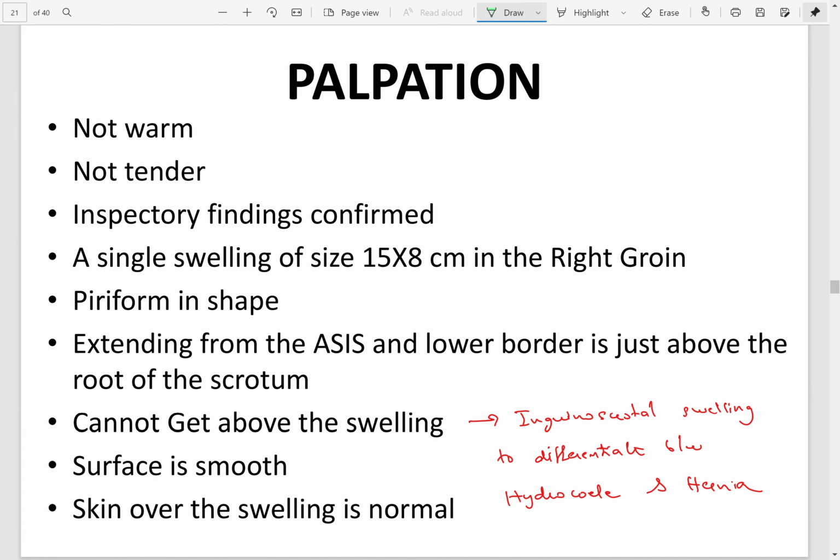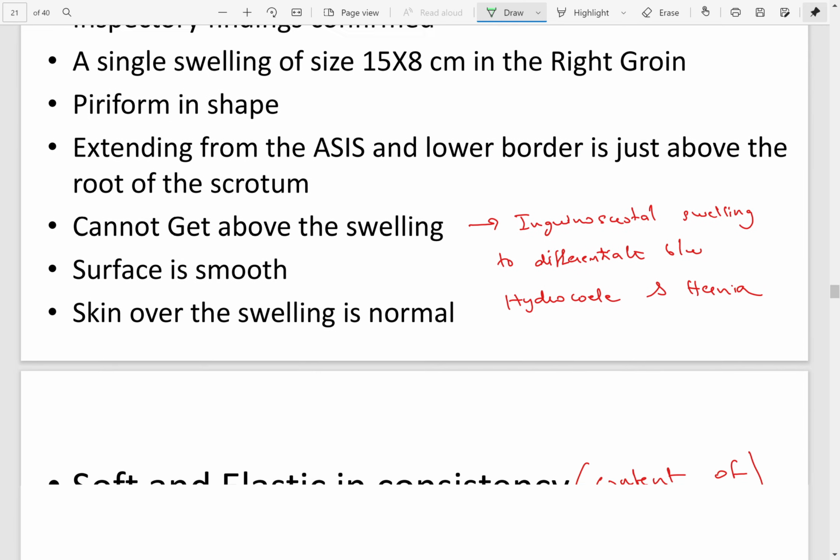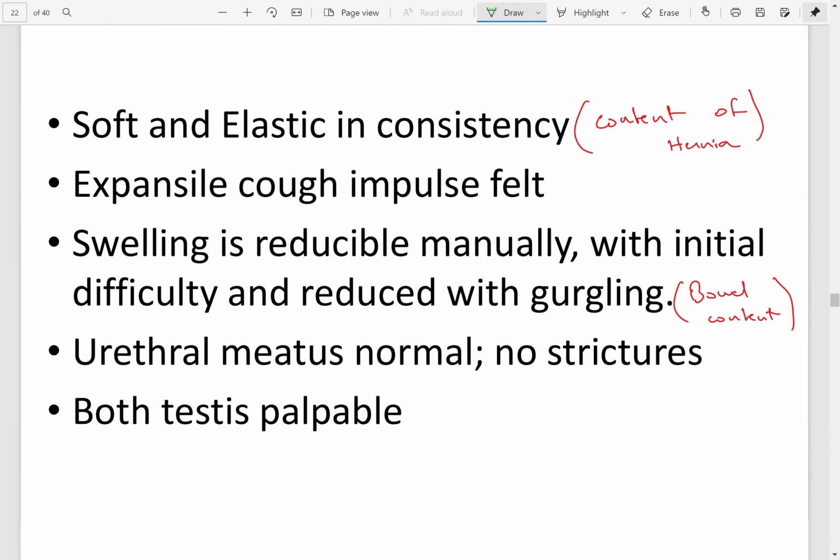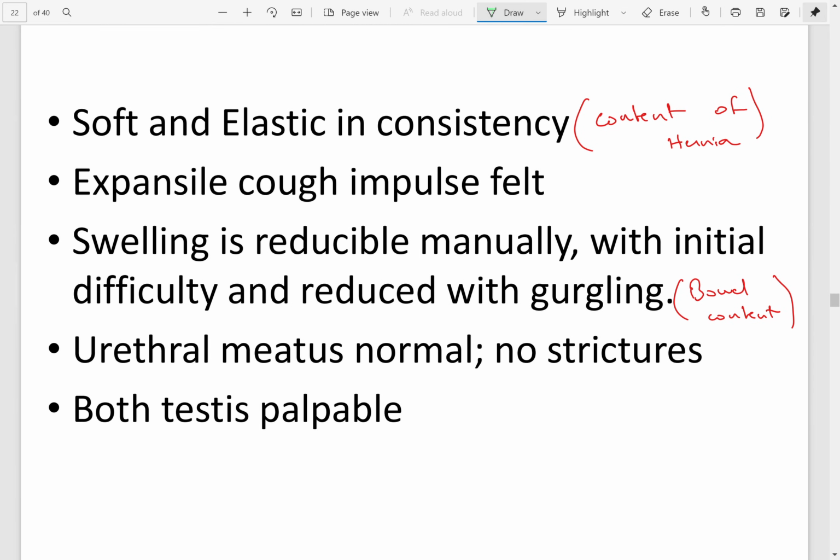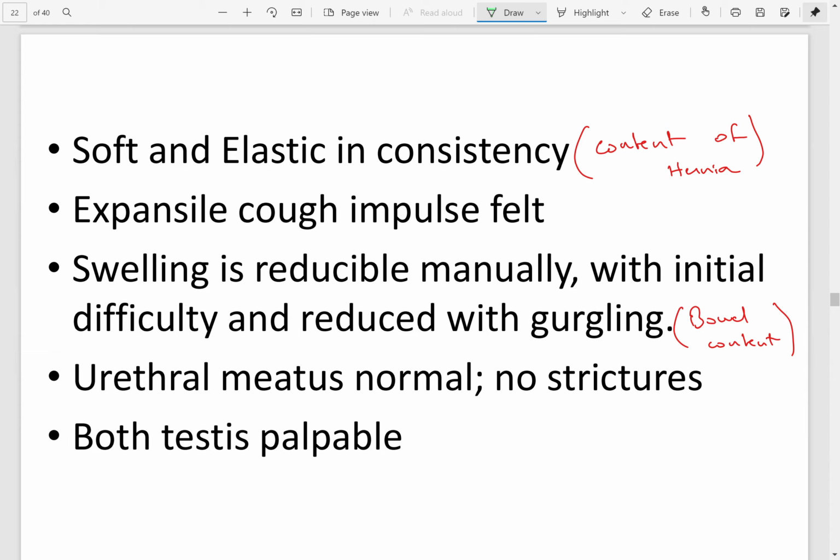Again, surface is smooth, skin over swelling is normal. Next we'll be trying to find out what is the content of this hernial sac. It's soft and elastic in consistency, suggesting bowel. Again, expansile cough impulse is present. Swelling is reducible manually with initial difficulty and reduced gurgling. All of this suggests the presence of bowel as the hernial sac content.